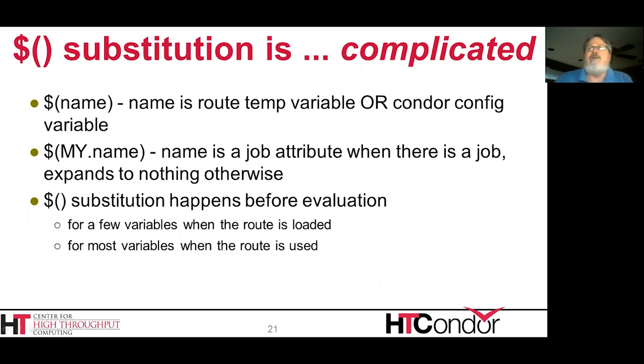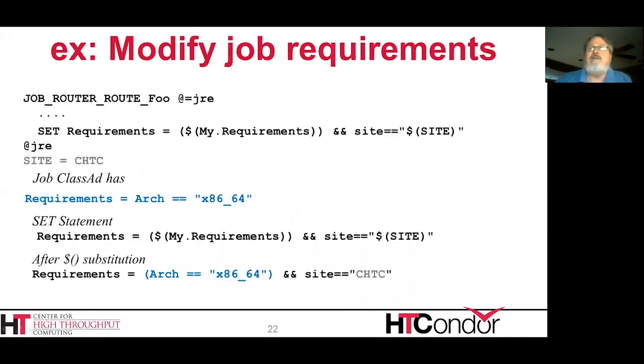So the other bit of power is this dollar substitution, which we can do to pick up values from the config, from the route or previous pre-route transform steps, or from the job. So let's go into a little bit more detail so you can see how this dollar substitution works, because mastering and understanding the nuances of dollar substitution is going to be necessary to use this more powerful route language correctly. So let's say you want to modify the requirements of the job.